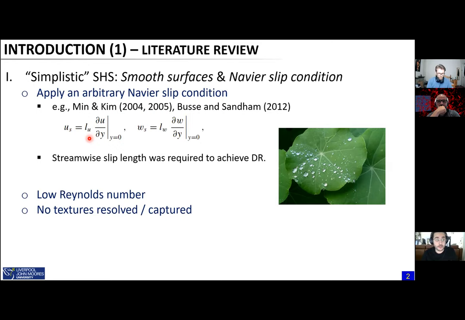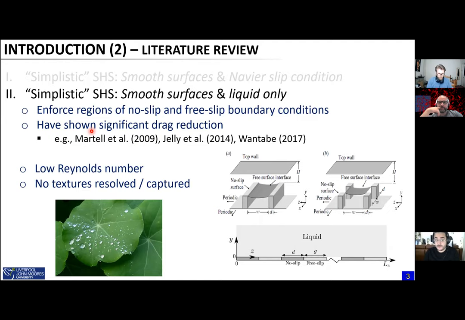Second, we have simplistic super hydrophobic surfaces with liquid only, where no slip and free slip boundary conditions are involved, as shown here. This method has shown significant drag reduction in the past year at low Reynolds number, but it still can't capture 3D texture surfaces.